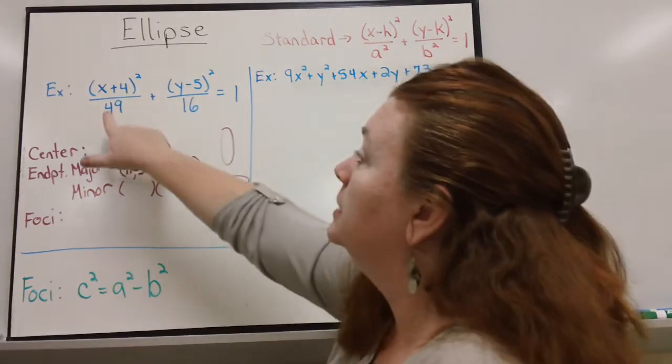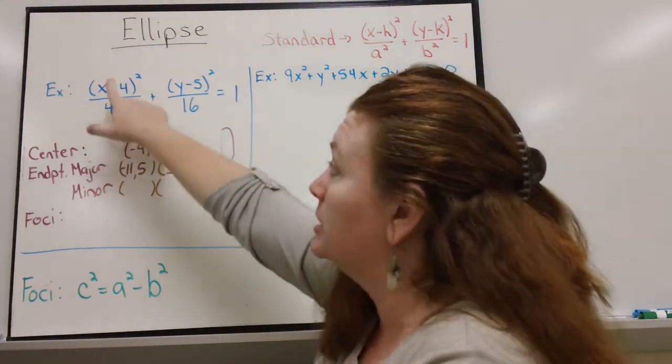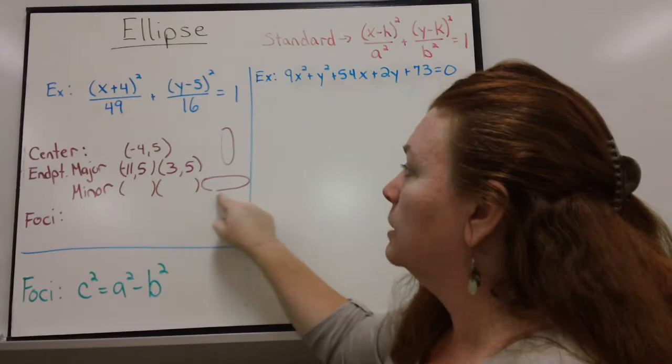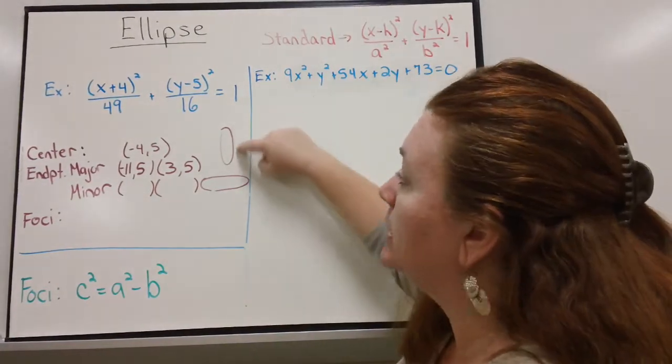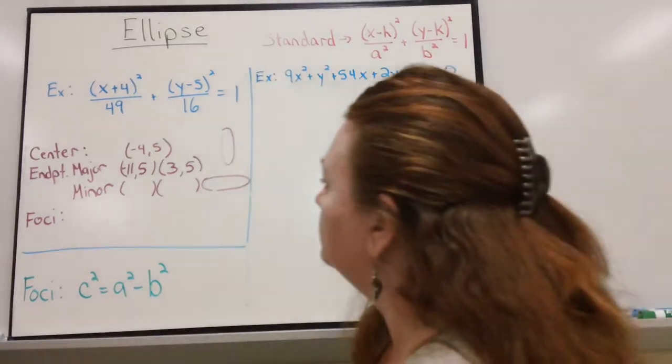And by the way, since the major axis is along the x, I know my ellipse is going to look more like this. That's what it's going to look like if I graph it, as opposed to one that's longer vertically.